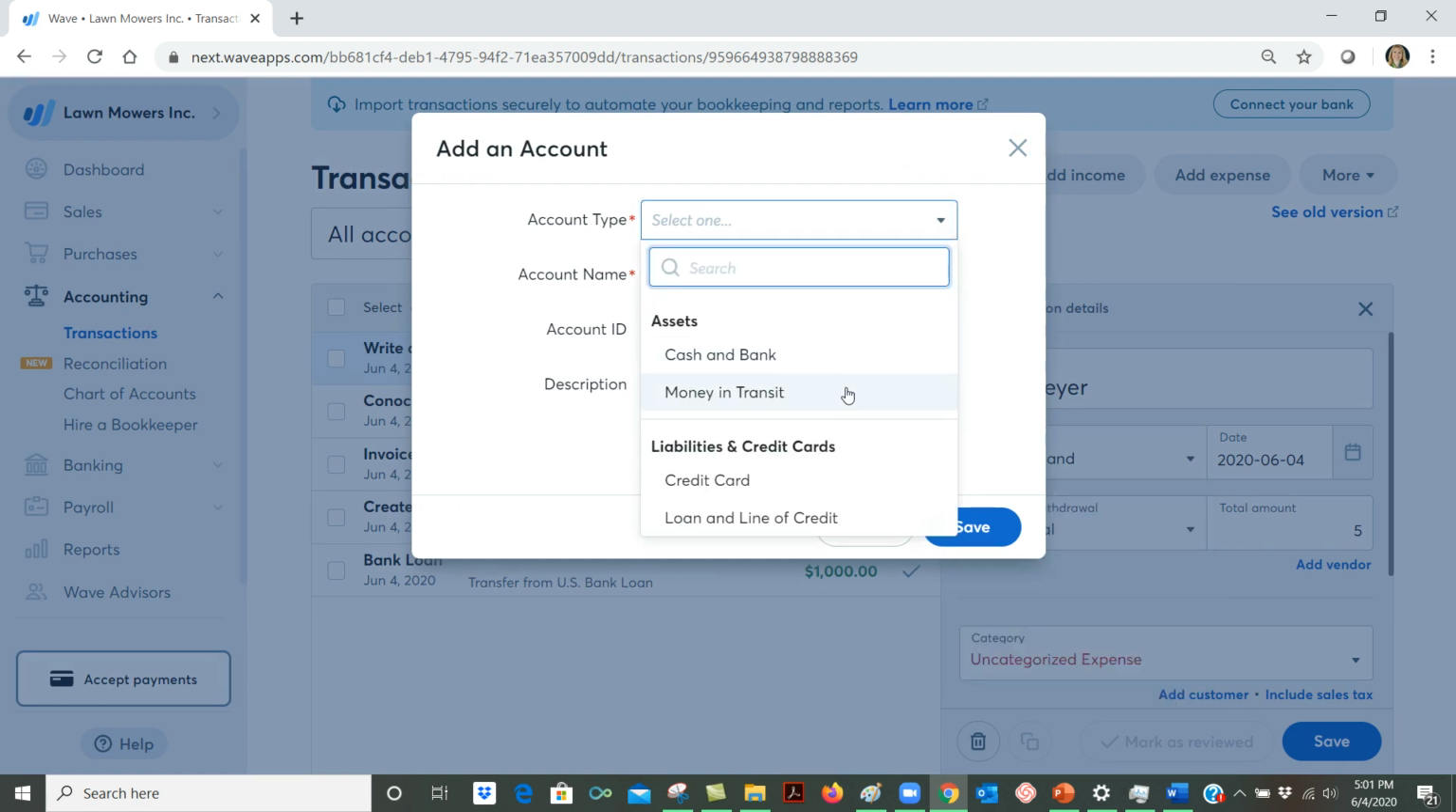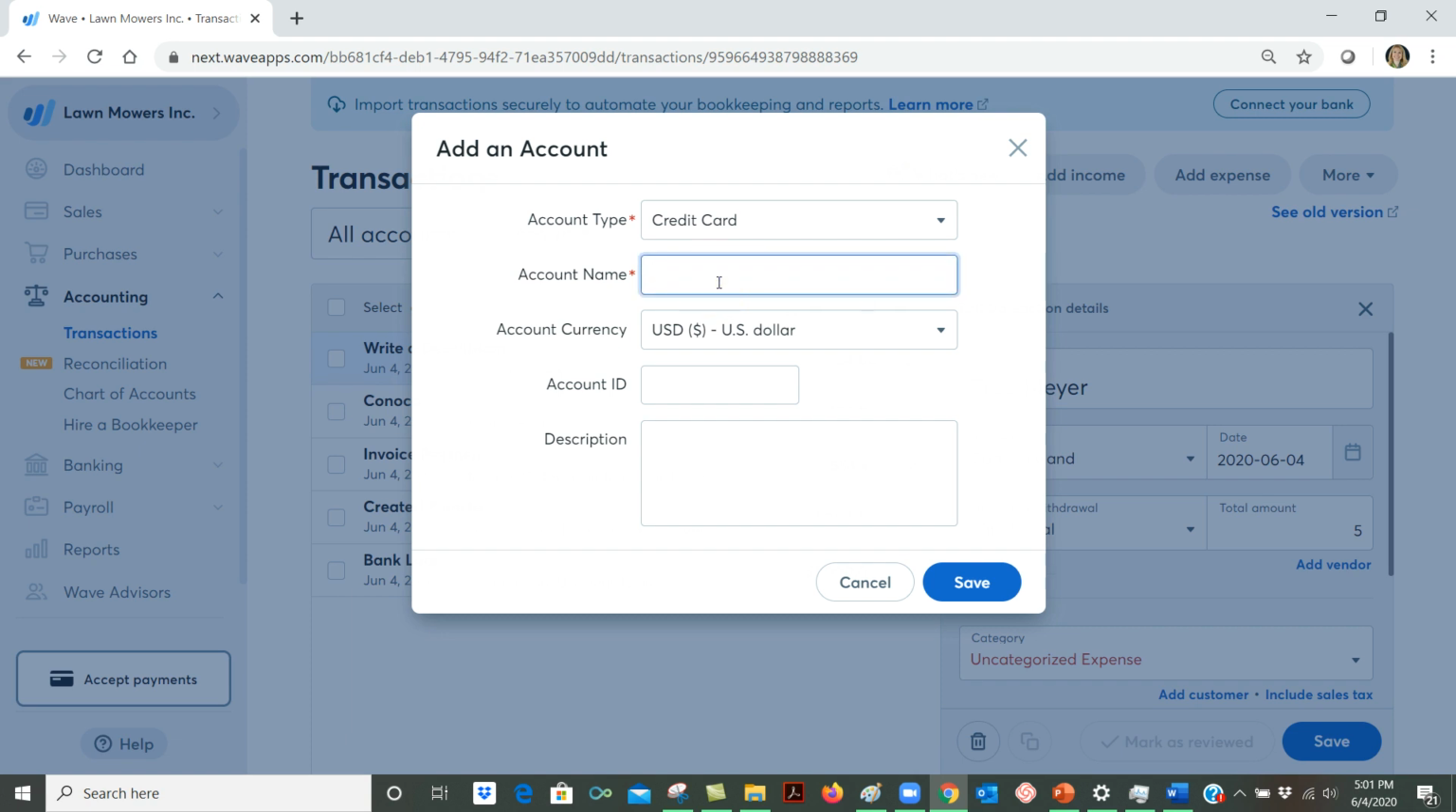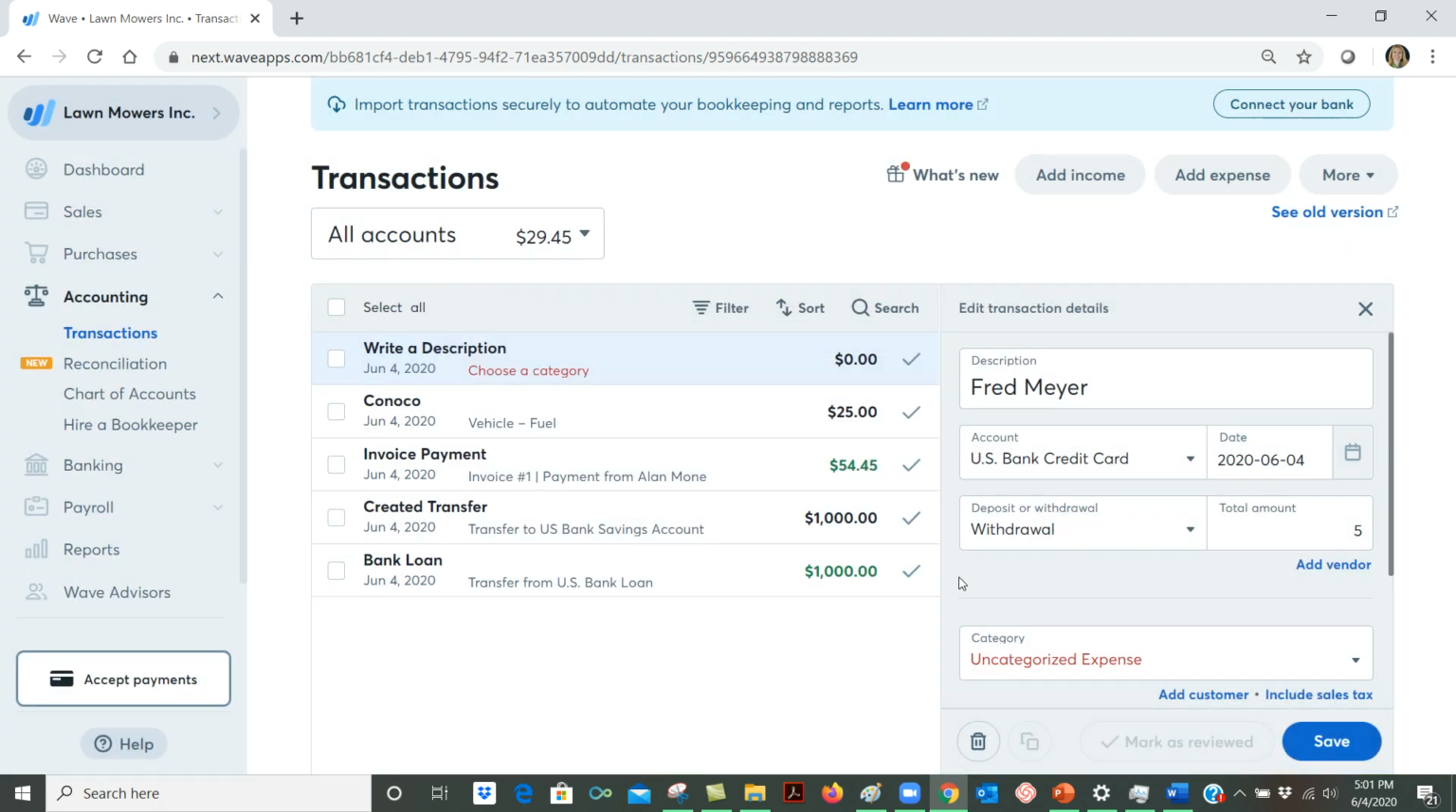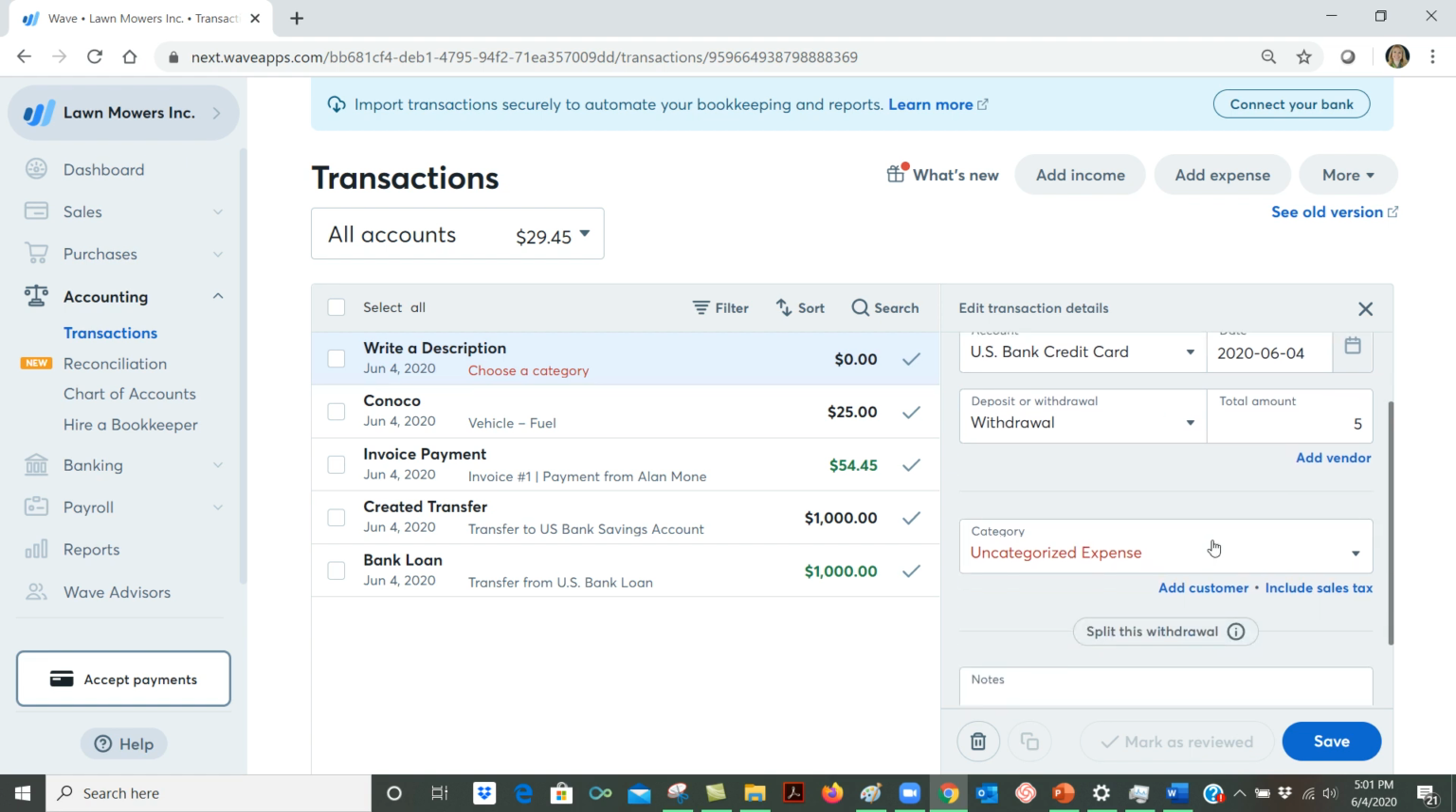Now the type is a liability, the credit card, and you'll see there is a credit card option here. And let's say this is a US Bank credit card. So I'll go ahead and type that in for my account name. Then I'll click Save, and now you'll see that's the account that this charge is being billed to.